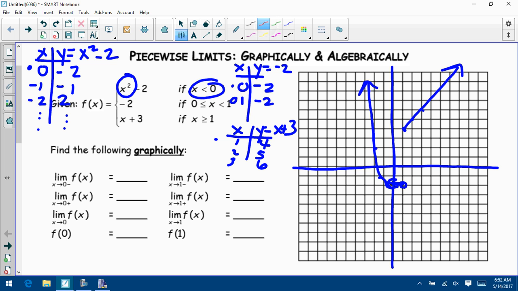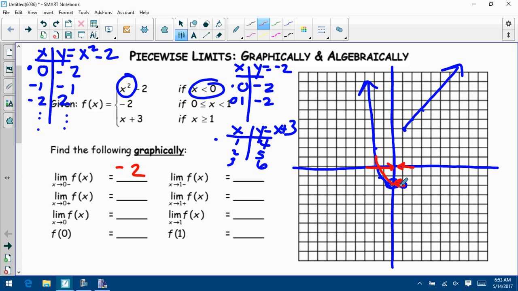Okay, so now I'm ready to find these limits. So the limit as x goes to 0, negative means 0 from the left. So as I come in from this side towards 0, what value is the graph approaching? Hopefully you're saying negative 2. 0 from the right means I'm coming in from this side.